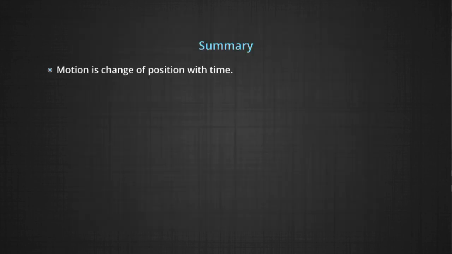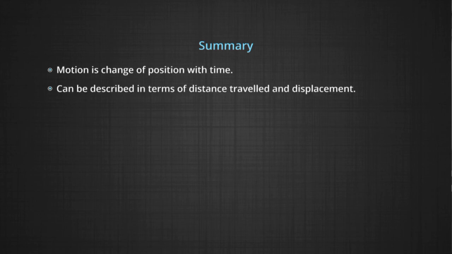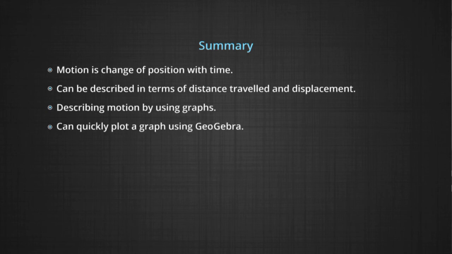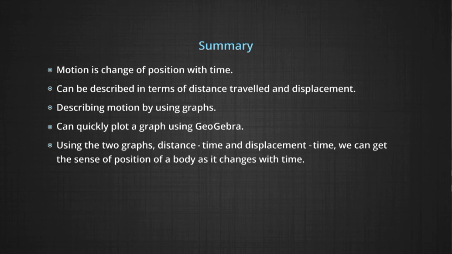So, we have learned motion is change of position with time. Motion is change of position and it can be talked of in terms of distance travelled and displacement, and time is important. You can describe motion by using graphs. You can quickly plot a graph using GeoGebra. You can plot both distance and displacement time graphs at the same time using GeoGebra, as we did in the case of the drunkard. And we get a sense of position of the body as it changes with time.